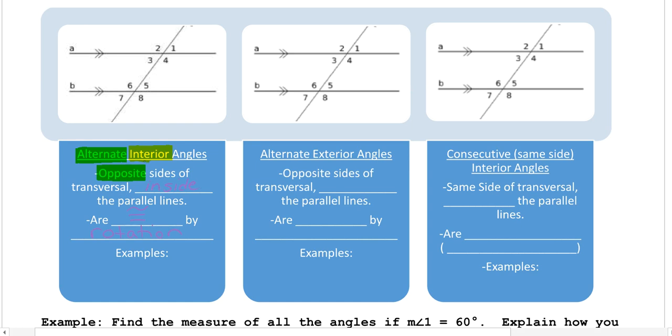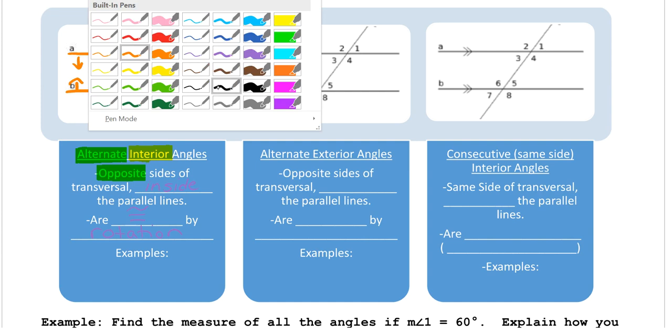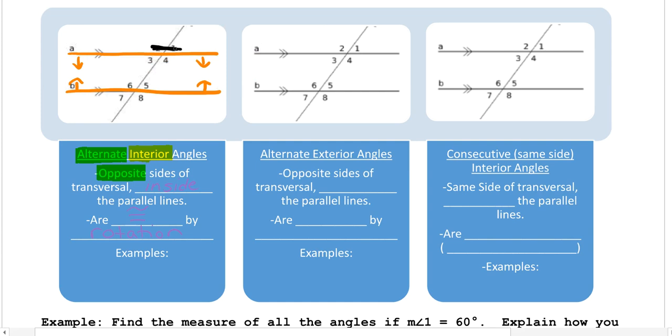So for this, since I'm only interested in interior, I'm going to be focusing on the angles that are inside the parallel lines. For this angle relationship, we are not interested in angles 1 and 2, and we are not interested in 7, 8. We are only interested in the angles that are inside the parallel lines, interior. So that leaves only 4 angles that we can work with.